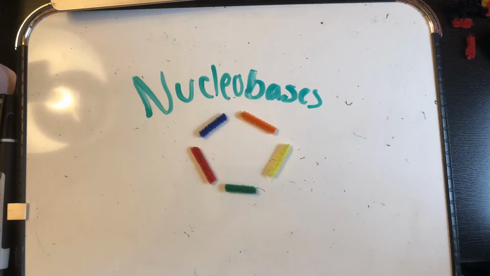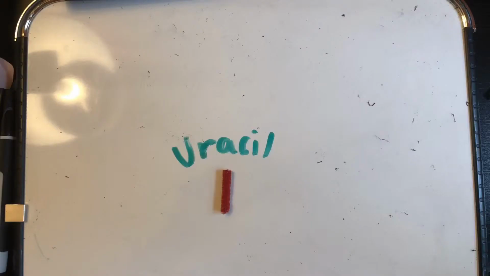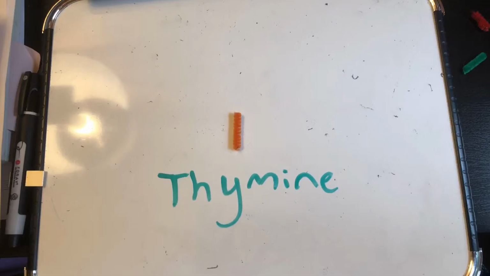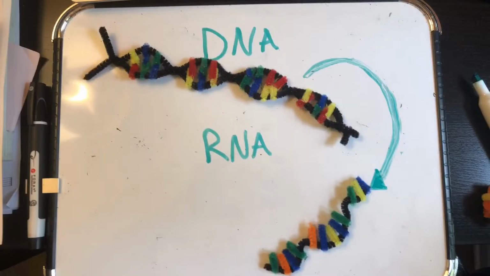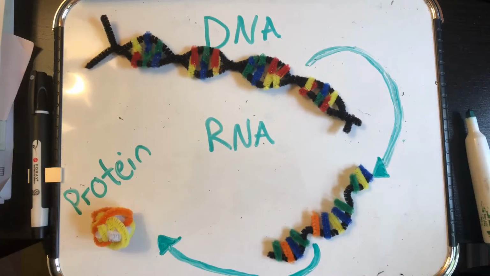Another difference is in the nucleobases. In RNA, there is uracil. Meanwhile, in DNA, there is thymine. Yet another difference is that DNA makes RNA, which makes proteins.